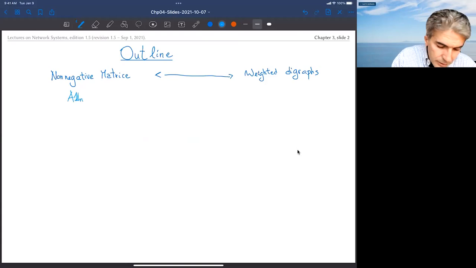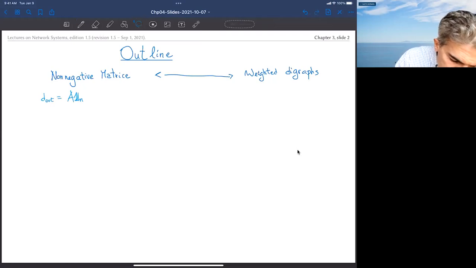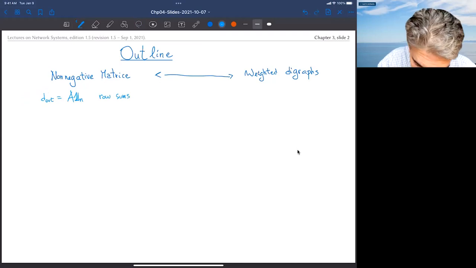For example, you will see that here's a silly example. A1n is a vector of row sums, and I will maybe define this as d out. These are row sums, and this corresponds to the weighted out degree.